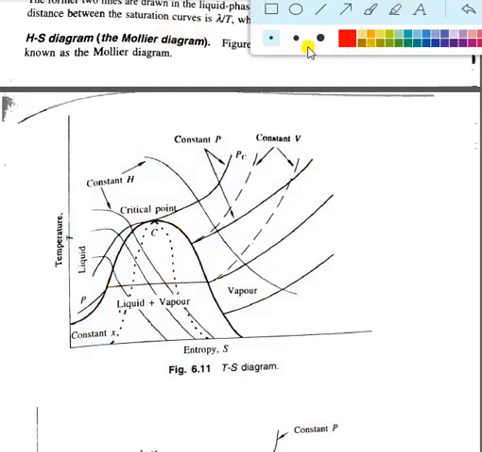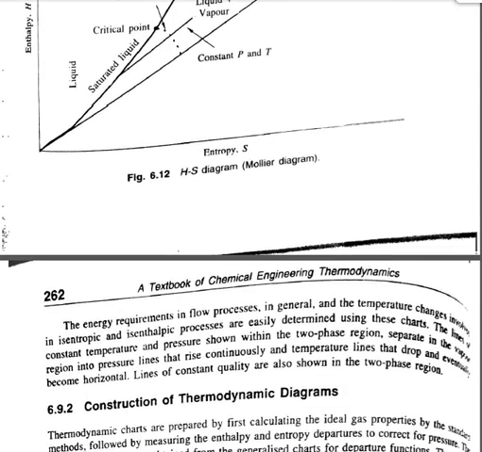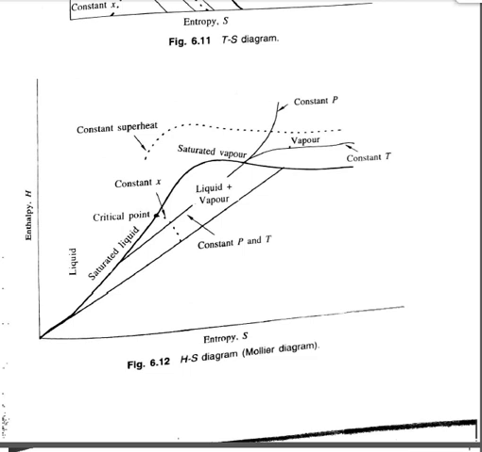It is known as a Mollier diagram. This one is shown in figure 6.12. So the HS diagram, enthalpy versus entropy diagram, or Mollier diagram, as we see in the figure, a constant line is indicating. These are the saturated liquid.